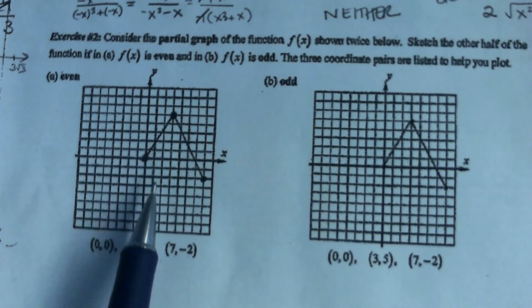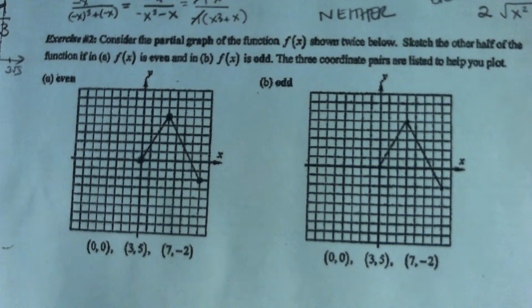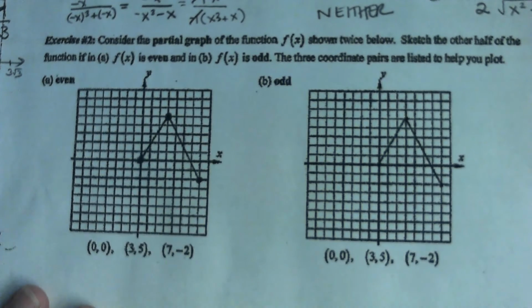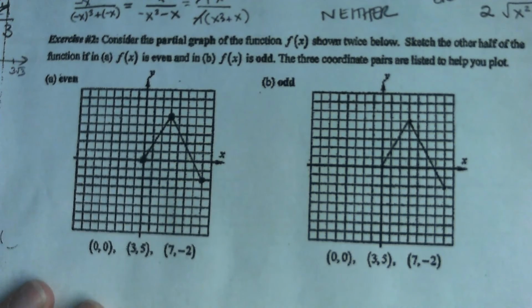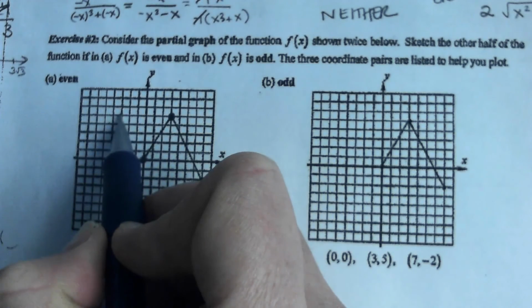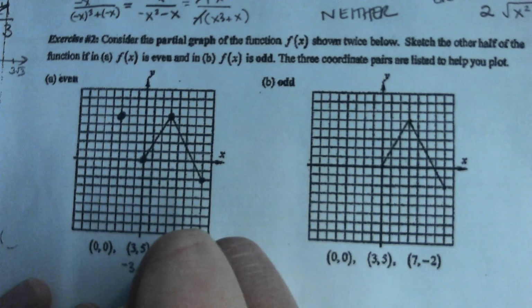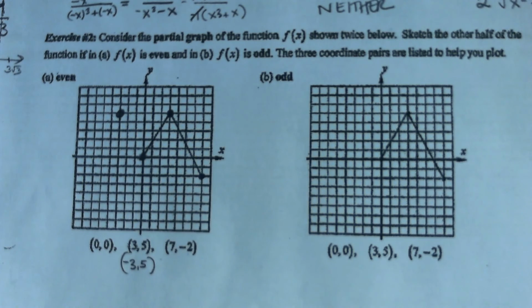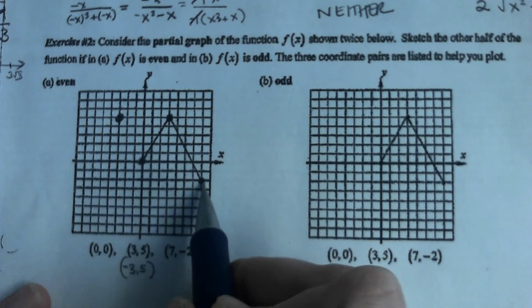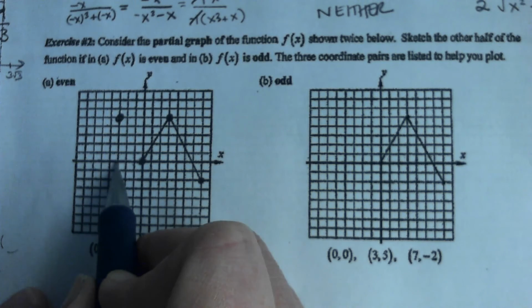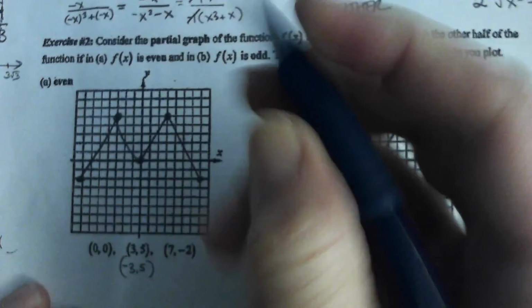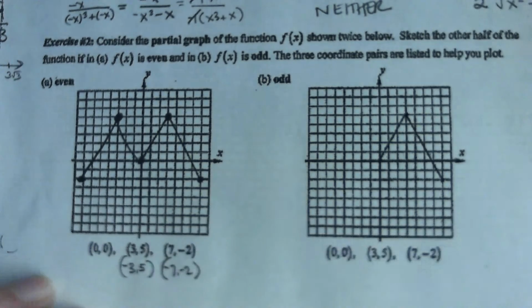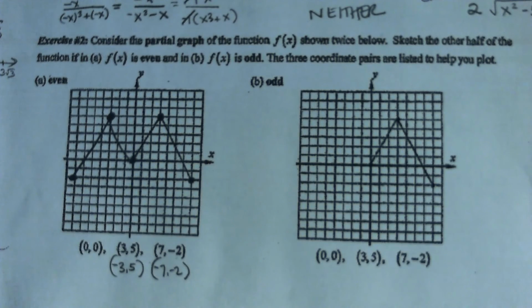So if this is even, and we flip this to get the other half of the graph over the y-axis, 3, 5 is now going to be where? If I flip this over, negative, say it again, negative 3, 5. If you flip over the y-axis, you negate the x. And 7, negative 2 is going to flip over to be negative 7, negative 2. And 0, 0 is already on the y-axis, so it stays the same.